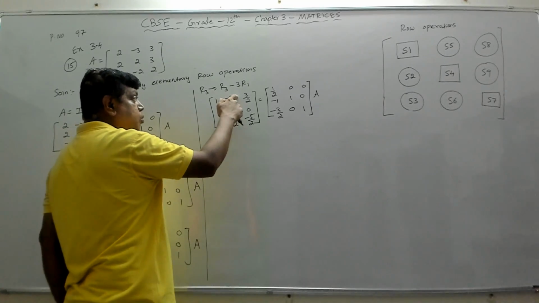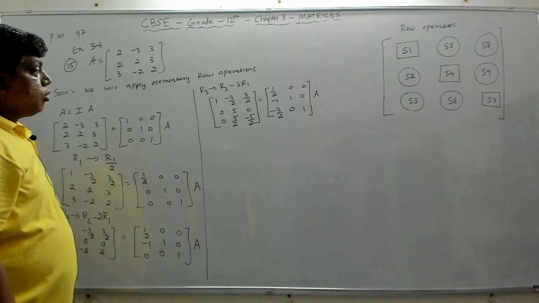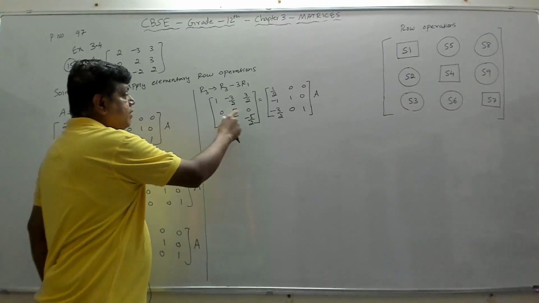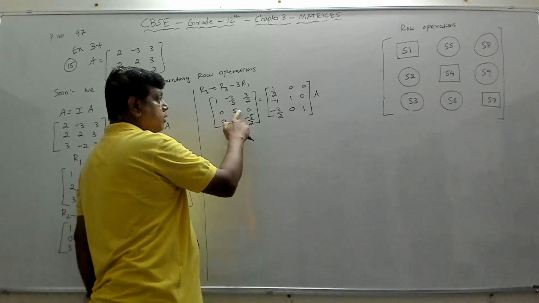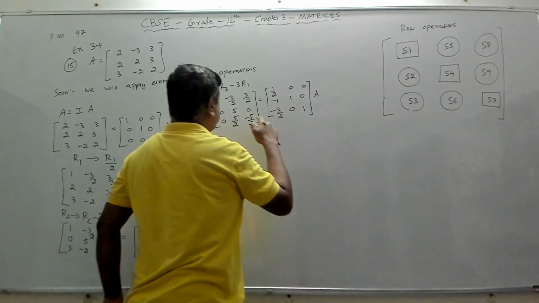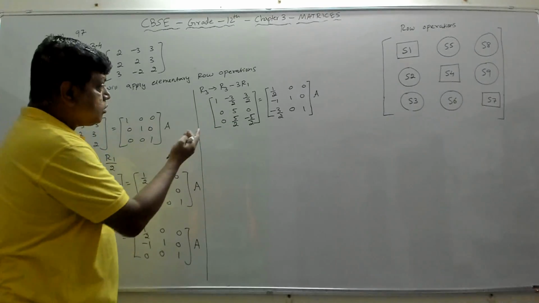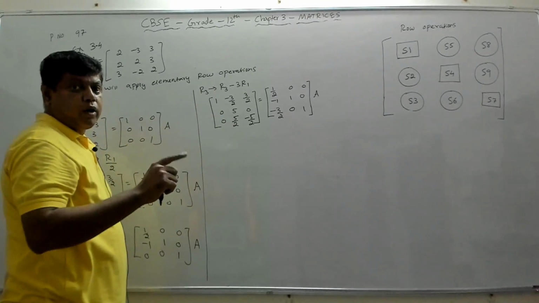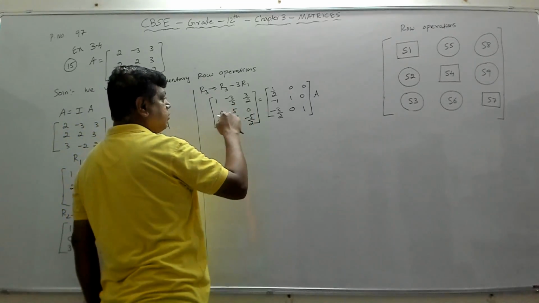You cannot use R1 to make R2 as 1. That may impact the other elements. So you have to make this as 1, which is the fourth step. Either you should use row 2 or you should use row 2 and row 3. Don't use row 1 to make row 2 as 1.